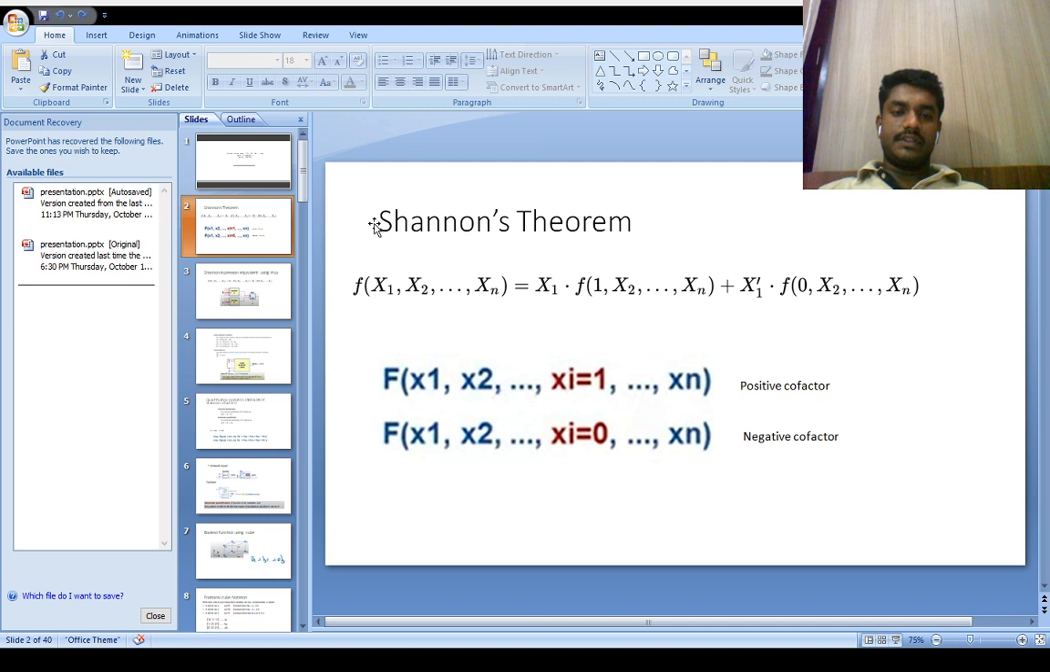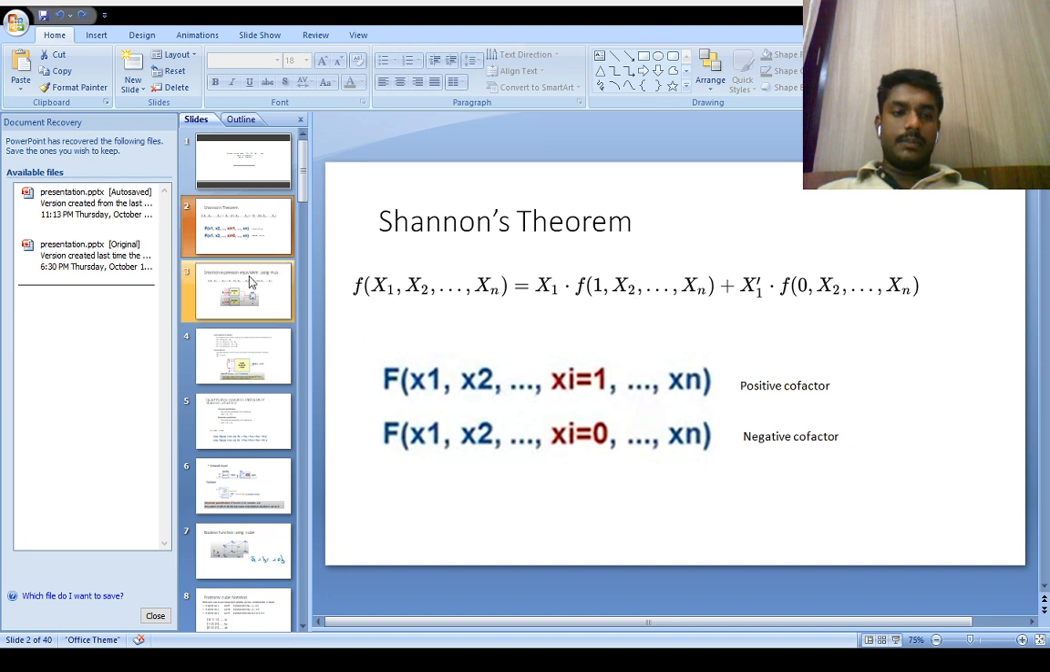Shannon's theorem states that the function f of x1, x2 and so on xn is equal to x1 into f of 1, x2 and so on xn plus x1 bar into f of 0, x2 and so on xn. This function f is divided into two parts, a positive cofactor and a negative cofactor. In the positive cofactor, we take xi as equal to 1, and in the negative cofactor xi is equal to 0. By splitting into these two factors, the complex problem is reduced in simpler ways.